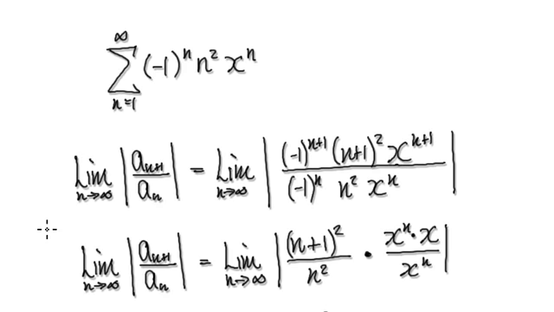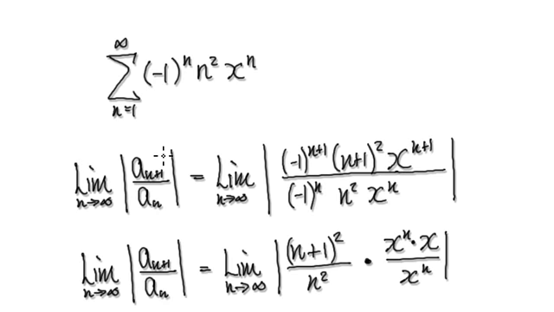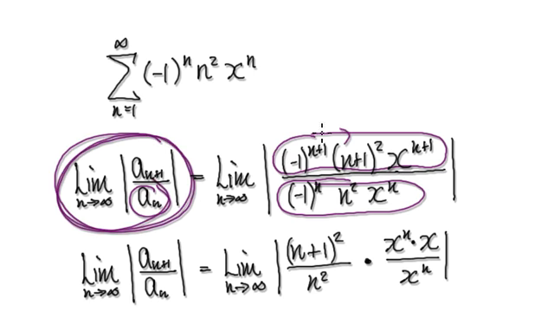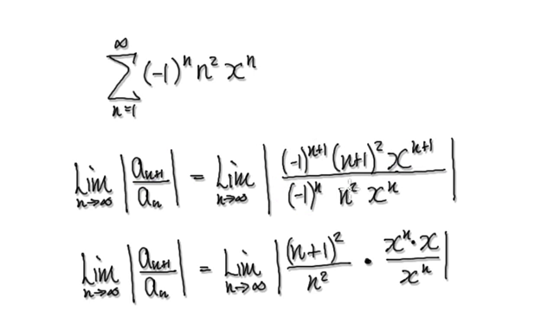Okay, so to do this, we're going to use the ratio test. When it comes to the ratio test, you always need to compute this value, a sub n plus 1 divided by a sub n. This is your a sub n plus 1, and this is your a sub n.